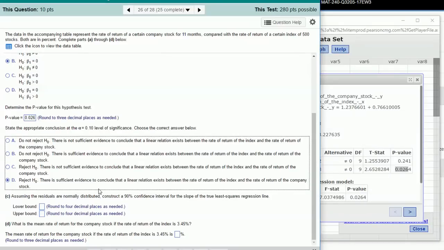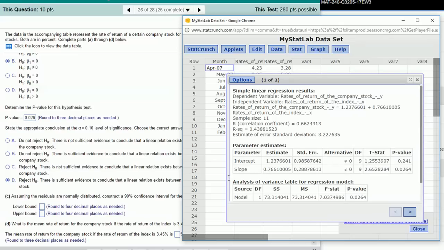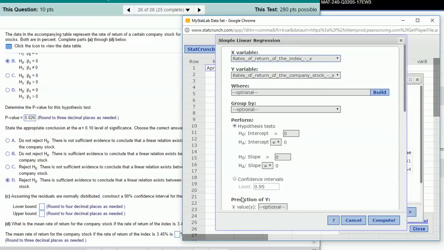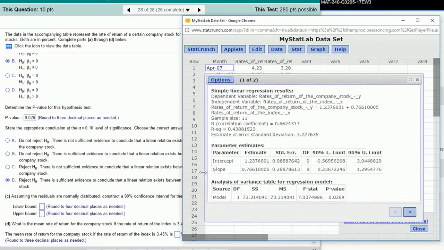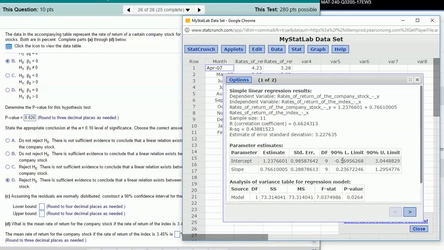And now what we can do is some confidence intervals for the estimates. Let's go to options, edit, and instead of doing a hypothesis test, let's do a confidence interval, a 90% confidence interval. That's what we're asked to do. Compute. So now we have slightly different output. You can see instead of having a p-value, you have a 90% level lower limit and upper limit.